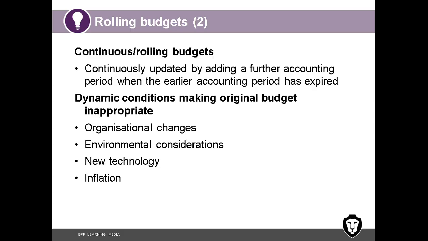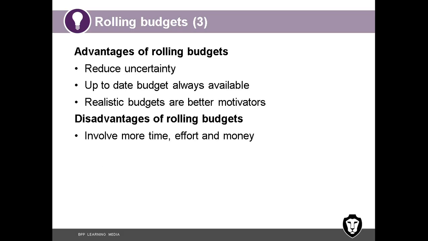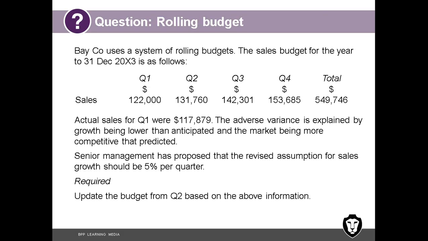Continuous budget and rolling budget. That's the same. Continuous budget or rolling budget: updated by adding a further accounting period when the earlier accounting period has expired. Dynamic conditions make the original budget inappropriate. I told you why the original budget might expire, why we need this. Advantages, disadvantages, you can read it. Right, that's all about rolling budget.